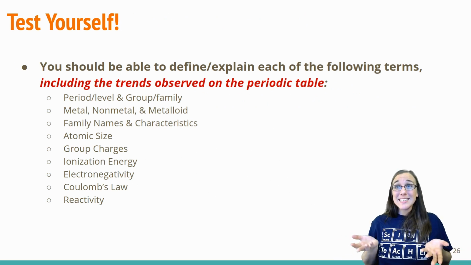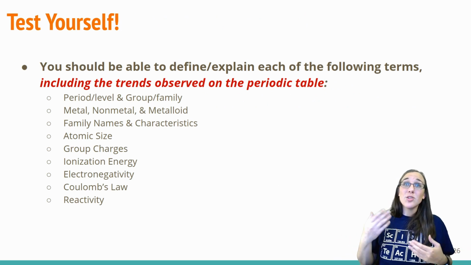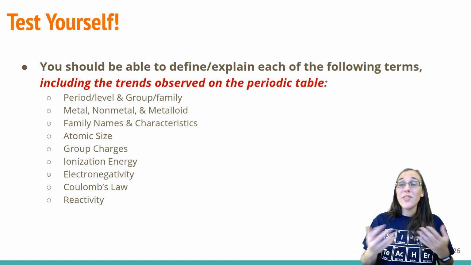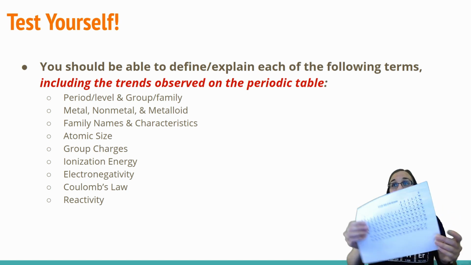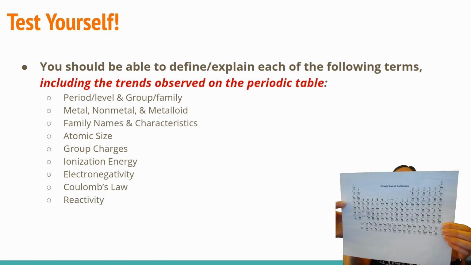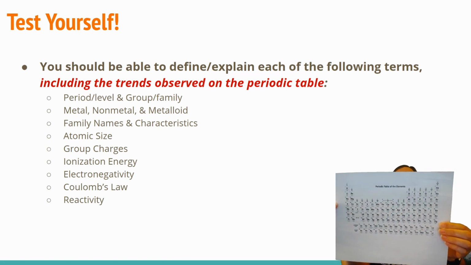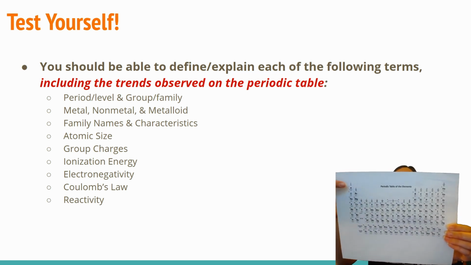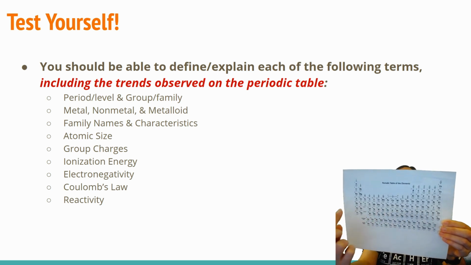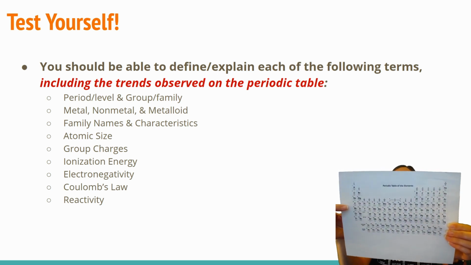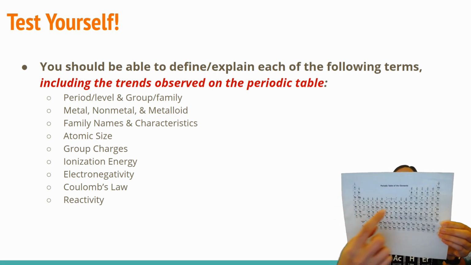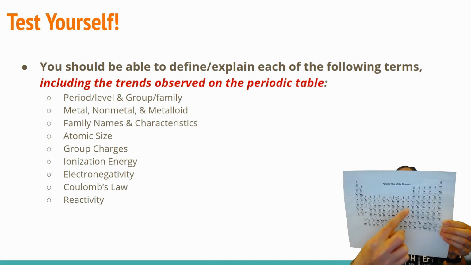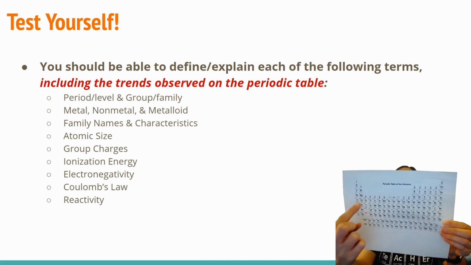So this concludes the lesson. Hopefully you should now be able to look at these words and define and explain each one of them and what they're used for. You should be able to look at a periodic table and tell me where the metals, nonmetals, and metalloids are. You should be able to tell me what going up and down is called, or going side to side is called. You should be able to tell me what charges each of these groups possess, and whether or not there are any charges in here. Remember, these are transition metals. That's one of the family names.